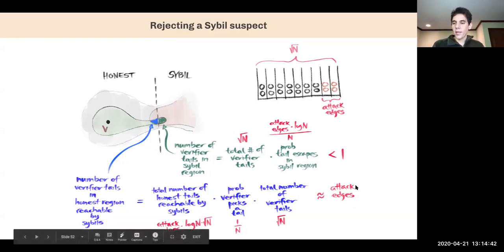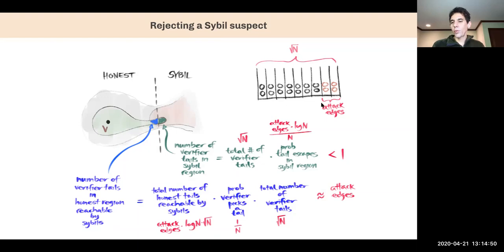And we just proved that, so remember the x-axis corresponds to the tails of the verifier. We just proved that only attack-edges many tails can actually be tails where the Sybil can intersect the verifier. So even though the verifier doesn't actually know which ones these bad tails are, just by insisting that they maintain balance of all accepted nodes, they guarantee that the amount of accepted Sybil nodes is always going to be in proportion attack edges divided by square root of n to the honest accepted nodes, basically. And this is the end of the proof.